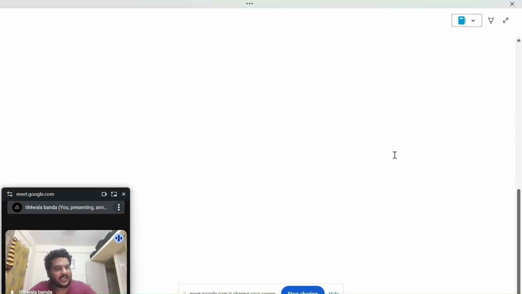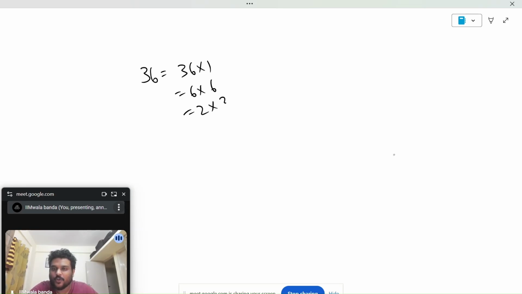One last thing that is remaining is in how many ways can I write it. For example, I can write it 36 into 1. I can write it 6 into 6. I can write it 2 into 18. I can write it 4 into 9. I can write it like 12 into 3. There's so many ways of writing this number.